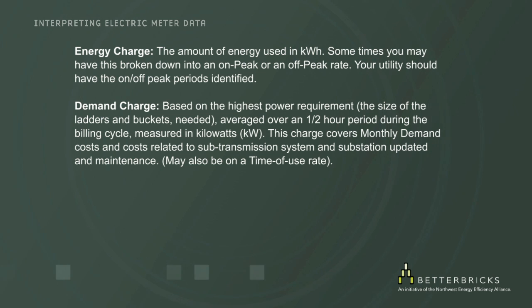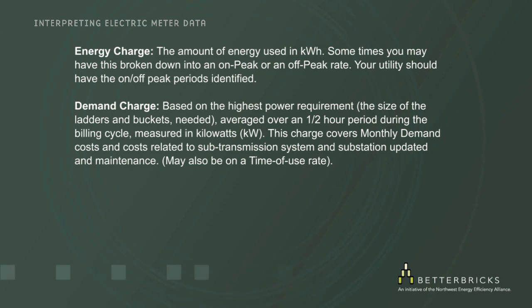The next charge we'll talk about is the demand charge. It's based on the highest power requirement, averaged over any half-hour period during the billing cycle, and this is measured in kW. This charge covers the monthly demand costs and costs related to the sub-transmission system and substation upgrades and maintenance. Now this may also be on a time of use rate, so you may have a demand charge for an on-peak period and for an off-peak period. You'll need to check with your utility to find out.